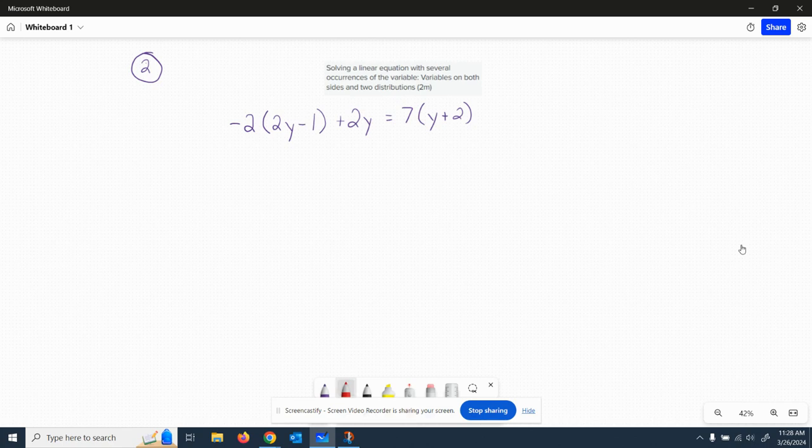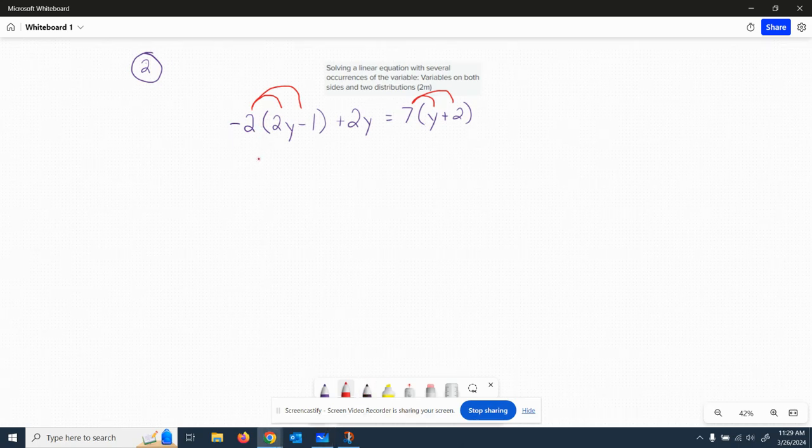All right. Again, the first thing you want to do on this problem is the distribution, just to make things clear for this video and to show you that maybe this is something you want to look into, because this is the part you'll make mistakes at on the test. You want to distribute the -2 times the 2y, -2 times the -1. On the right side, 7 times y and 7 times +2.